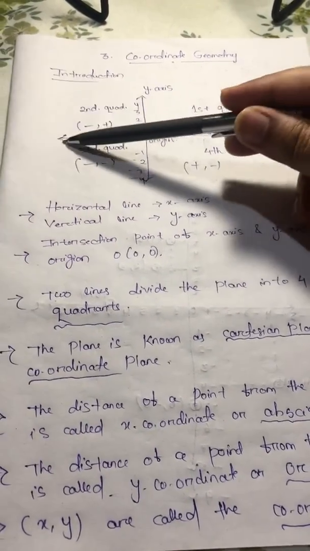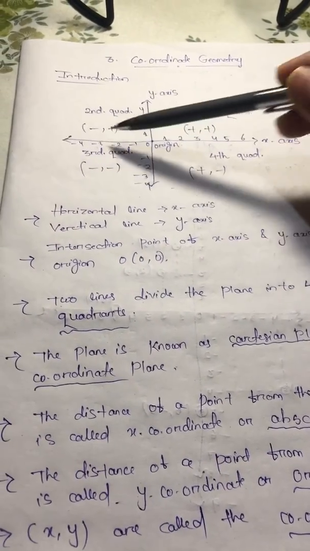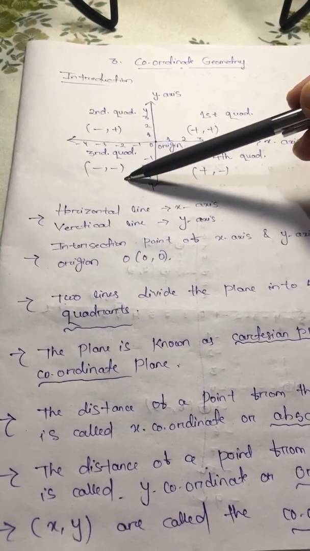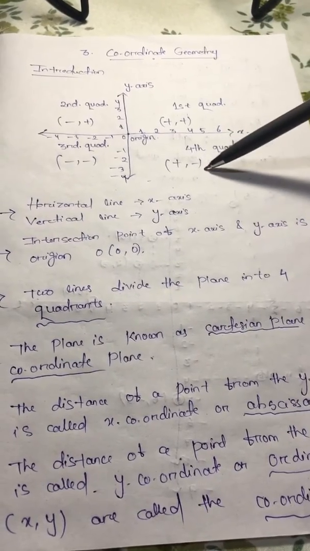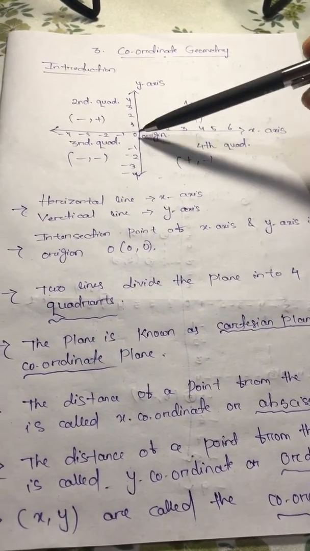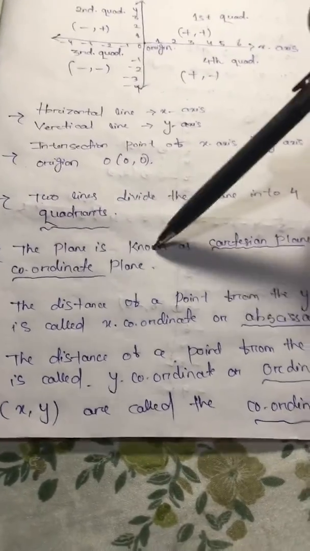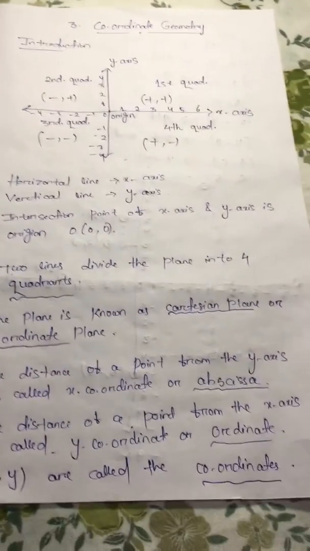In the second quadrant, x is negative, y is positive. In the third quadrant, x is negative, y is also negative. And in the last quadrant, the fourth quadrant, x is positive, y is negative. Now the plane is known as the Cartesian plane or the coordinate plane.